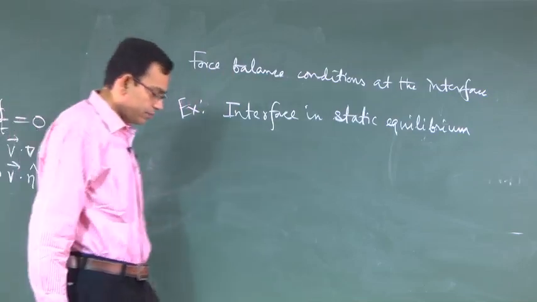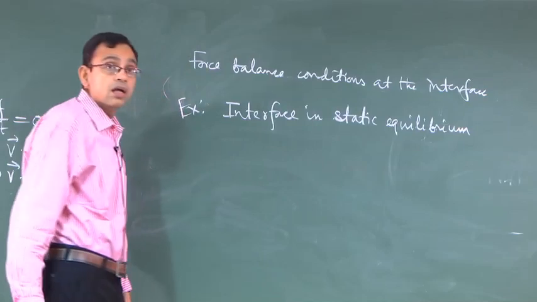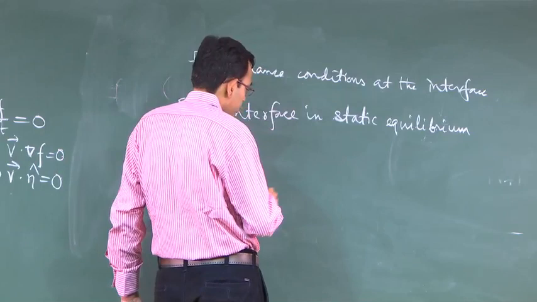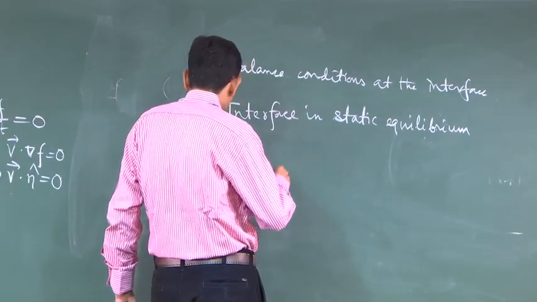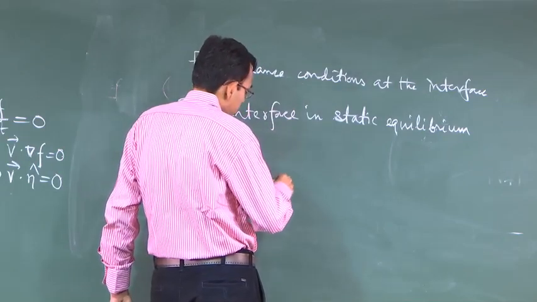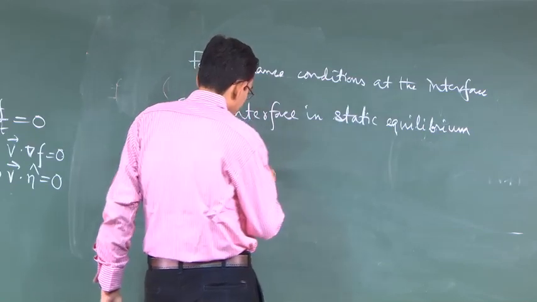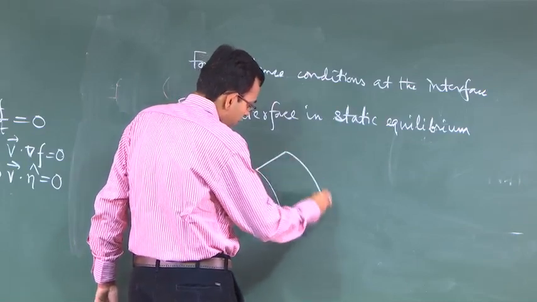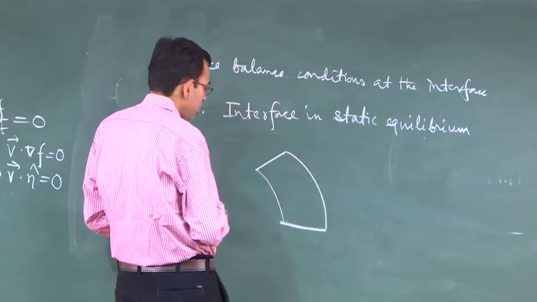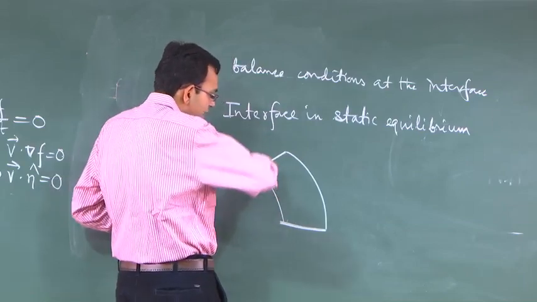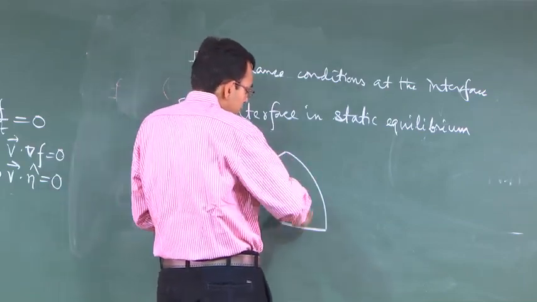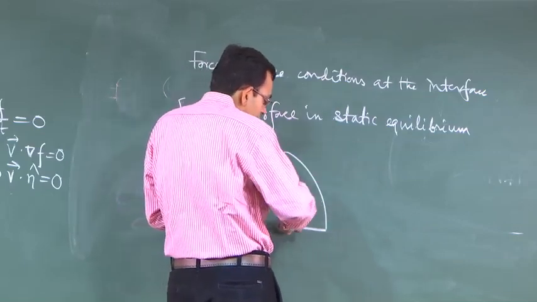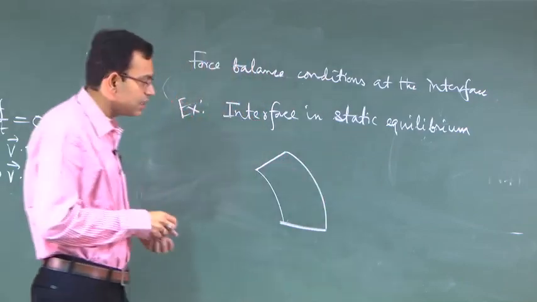Interface in static equilibrium. So, when there is an interface in static equilibrium, what do we do? Let us say that there is a membrane. I am just drawing a simplified picture for your understanding, which has basically one radius of curvature along one side, which is R1, and another radius of curvature along another side, that is R2.